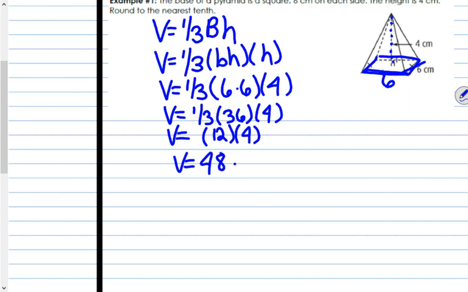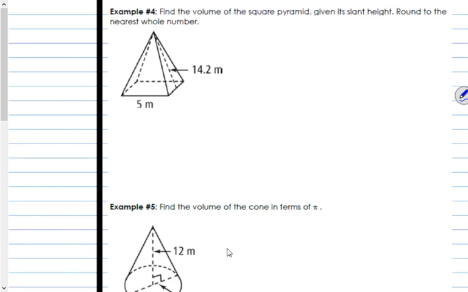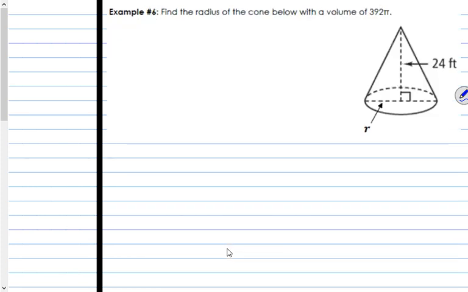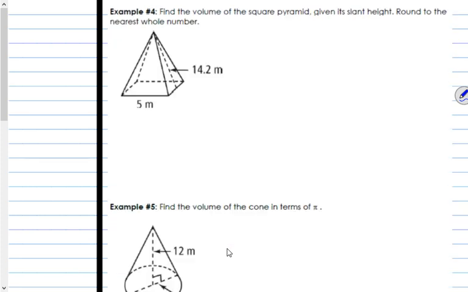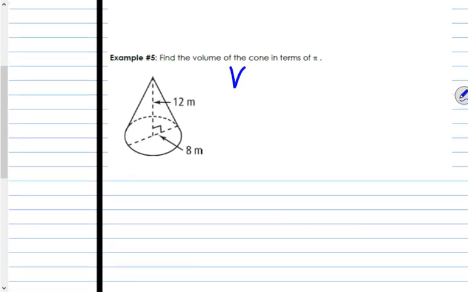48 centimeters cubed. So it's still area of the base times height, but then divide it by 3, or multiply it by 1/3. That's it. We will do examples 2 and 3 together in class, but it's the same thing. Volume equals 1/3 of the area of the base times height. Let's do example 5. Example 5 is a cone. It looks a little different, but it's still volume equals 1/3 area of the base times height.